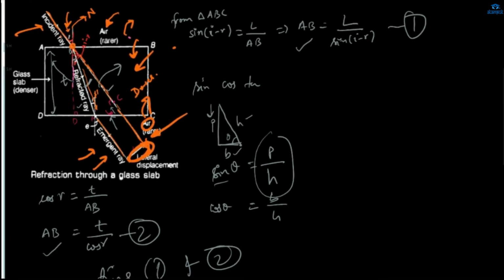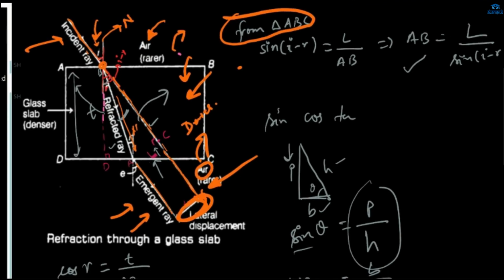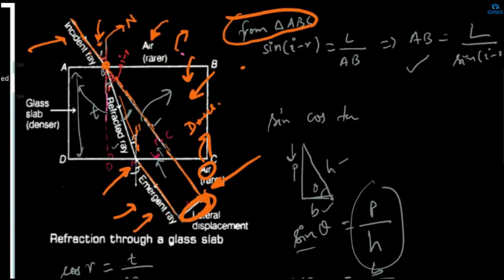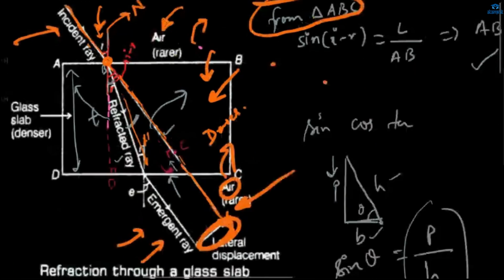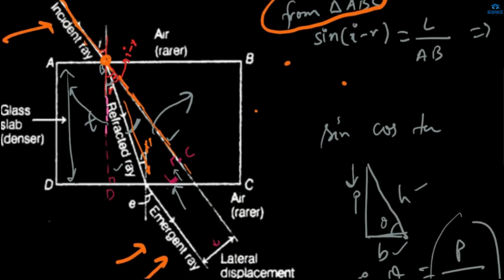Okay, let's see how we have derived it. From triangle ABC, this is your A. Where is our triangle? We have to derive this formula: lateral displacement equals t sin(i minus r) by cos r. Let's assume this as A. Okay, fine. Let's assume this first. See this distance.